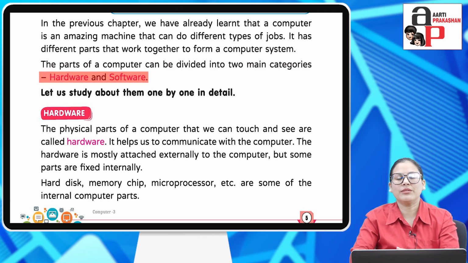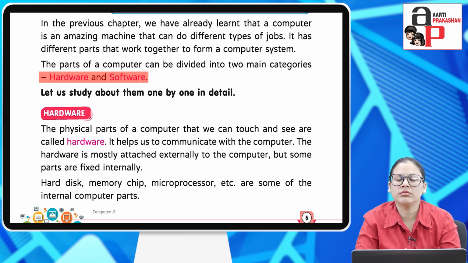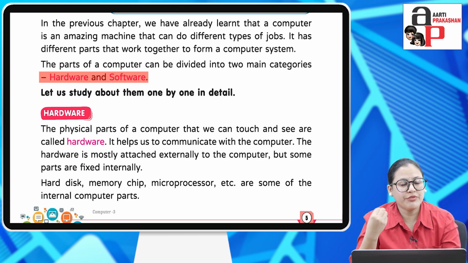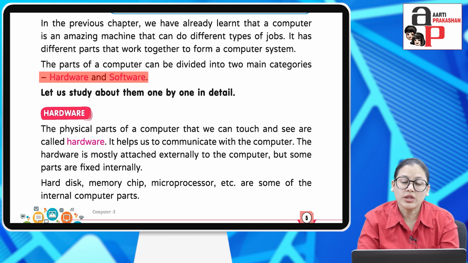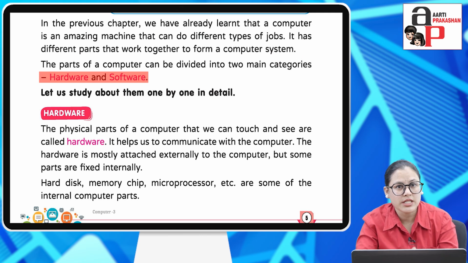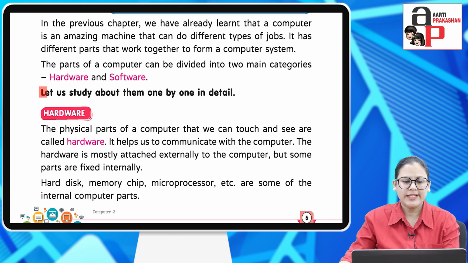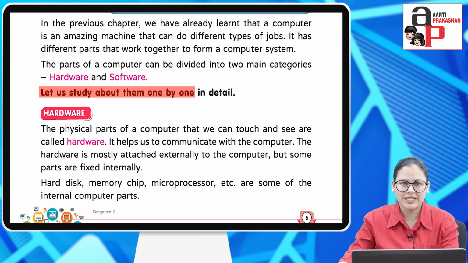Okay, see, we already know that computers do different types of jobs. It has many parts and they work together to form a computer system. So these parts of a computer can further be divided into two main categories. One is hardware and another is software. Okay, let us study about them one by one in detail.